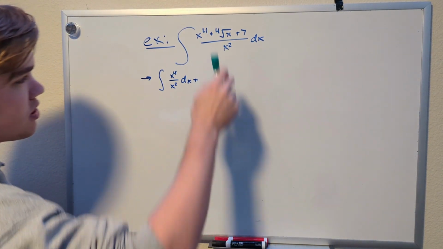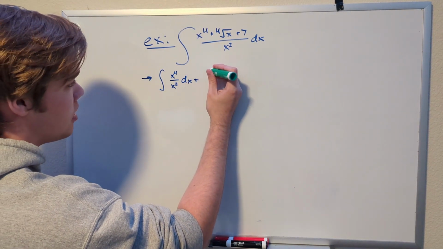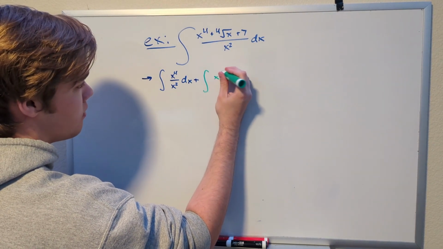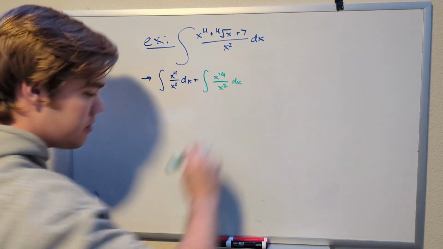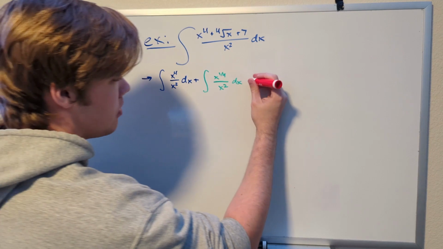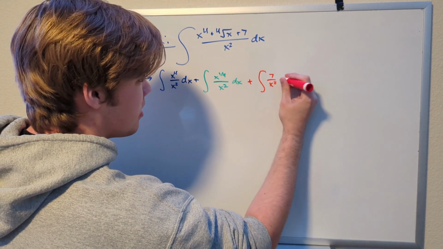and now we need our middle function here, the 4th root of x. I'm going to draw that in green to differentiate these two. You like that calculus pun? Anyway, the 4th root of x is the same thing as x to the 1/4. So I'm going to write that here, still divided by x squared dx. And then we need to get 7 divided by x squared and make that its own antiderivative. So I'll denote that in red. It'll be plus 7 divided by x squared dx.